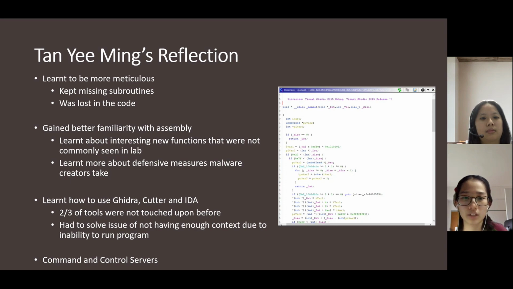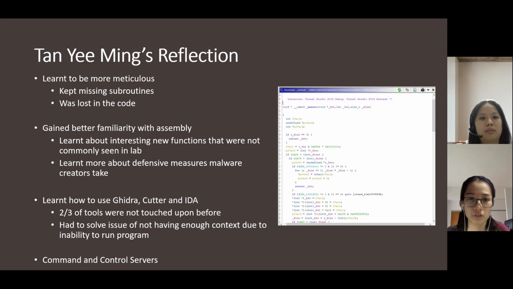Another thing about gaining familiarity with assembly was that I managed to learn more about defensive measures that the malware authors use to make sure that their code is anti-analysis, like it is harder for the code to be analyzed. I think for this, I was quite lucky that I searched online and also had some support from my teammate Sherlena on finding all these defensive measures within the malware's code.